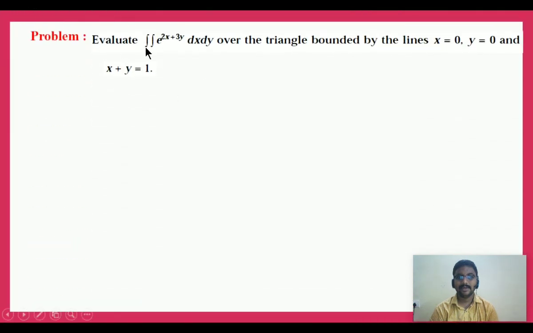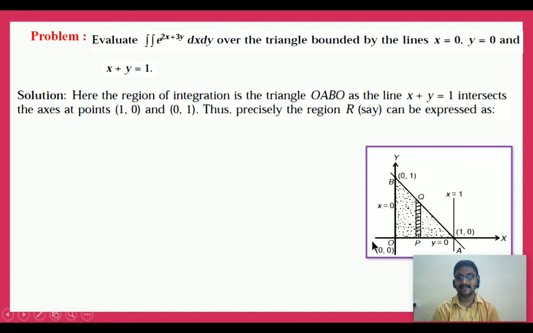Another problem: evaluate the double integral of e power 2x plus 3y dx dy over the triangle bounded by the lines x is 0, y is 0, and x plus y equal to 1. Here the double integral problem is given. The limits are not given, but the region is given. The region is a triangle.